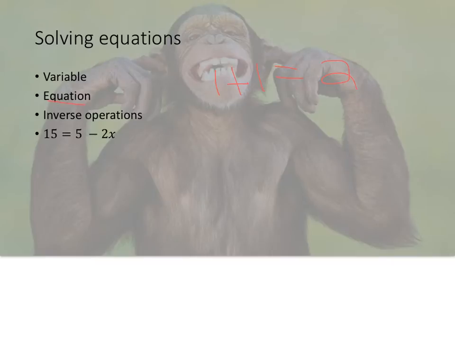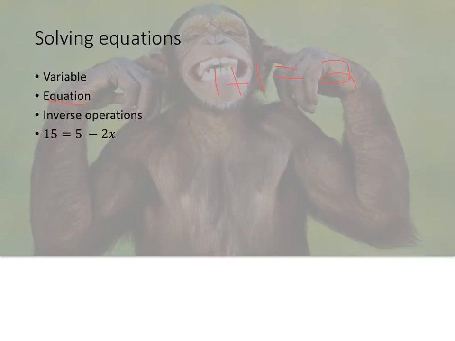Inverse operations we will be using to solve these equations. What do I mean by inverse? We're talking about the opposite. So if we're adding in an equation, we can do the opposite by subtracting. If we're multiplying, we can do the opposite by dividing, and vice versa. So let's get our first kind of simple example. We have 15 is equal to 5 minus 2x. And again, remember what I told you, we're trying to solve for this variable here, trying to figure out what that could stand for.